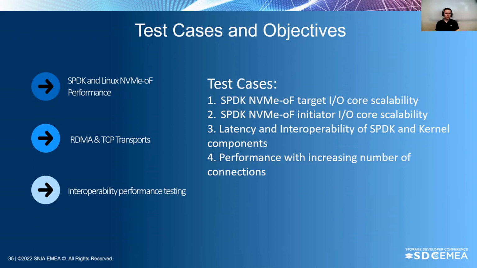For test case 3, we measure latency of SPDK and kernel NVMe over Fabrics components. We use random type workloads here with QDEPTH 1, and using various combinations of SPDK and kernel components used on both sides of the connection allow us to test SPDK and kernel interoperability and its impact on latency performance. And finally, in test case 4, we measure how performance changes with increasing number of connections to NVMe over Fabrics subsystems.